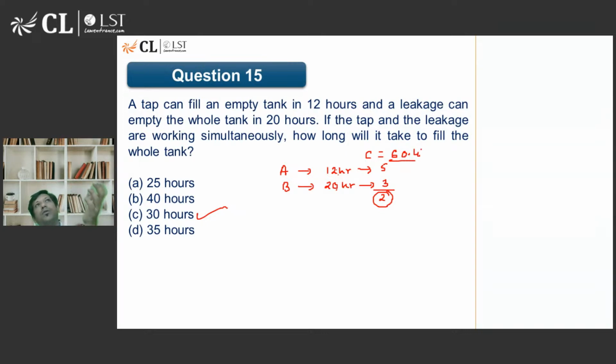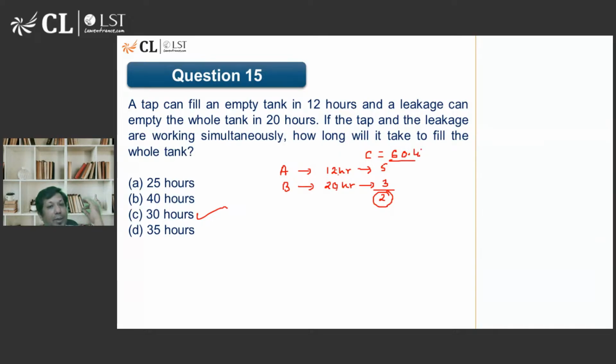Generally, when we solve a question of time and work, we assume that work is one. So we assume that the efficiency of the tap is 1 by 12 and the efficiency of the leakage is 1 by 20. But that is a very fractional approach. You use a lot of fractions, and when you use a lot of fractions, the chances of getting the answer wrong, the percentage of error margin, increases.